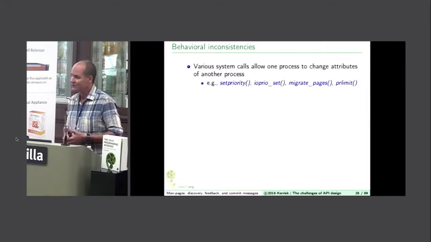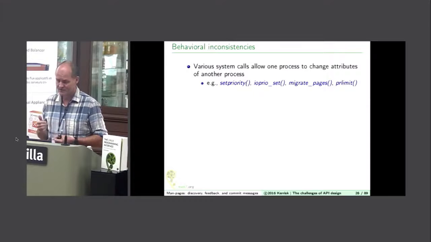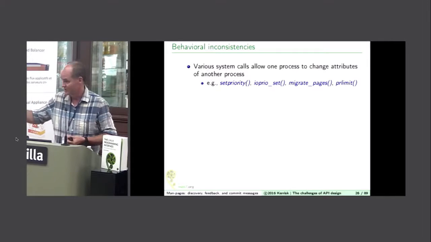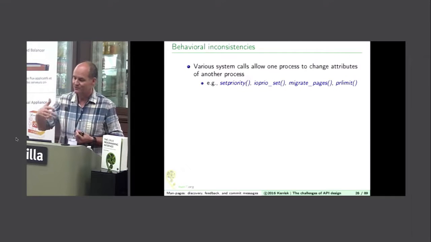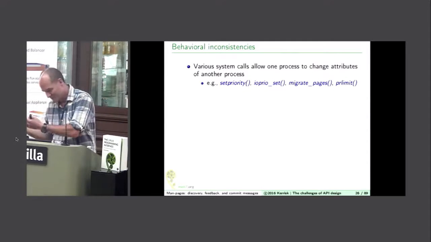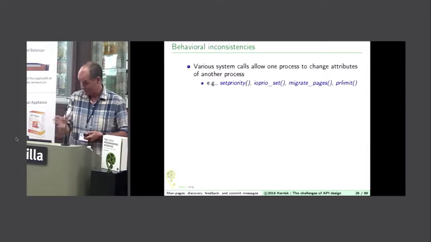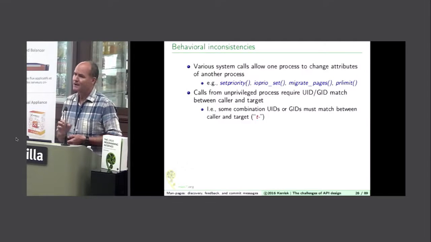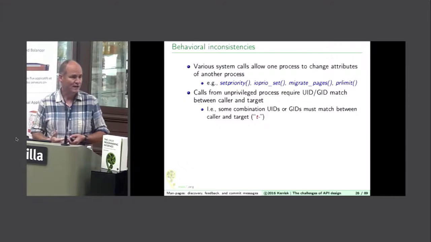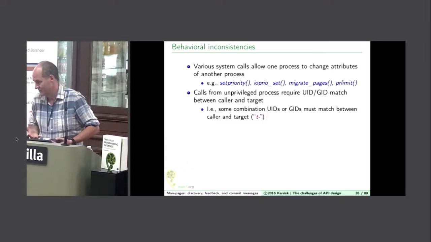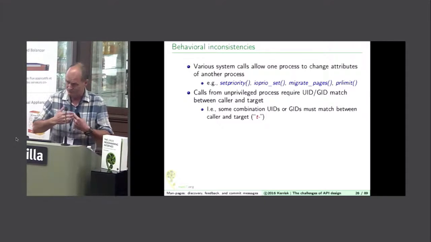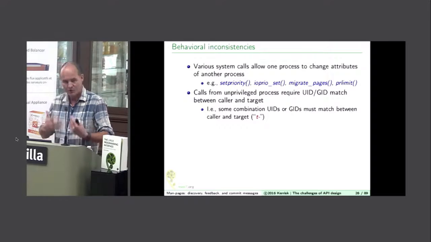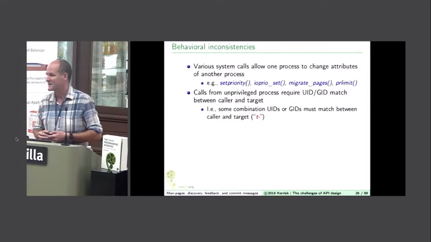We've got other kinds of behavioral inconsistencies as well. There are various system calls that allow you to change attributes of some target process. Things like setpriority, which you can use to set the nice value of another process, ioprio_set, which is for setting IO priorities, and there are a few others as well. This is just a few from several APIs that do this sort of thing. And there are rules. If you're an unprivileged process, then there needs to be some sort of credential match, because you can't just go and set the priority on any process. So there are rules that say there must be some sort of match between the caller's credentials and the target process's credentials. UIDs and GIDs in some combination must match.